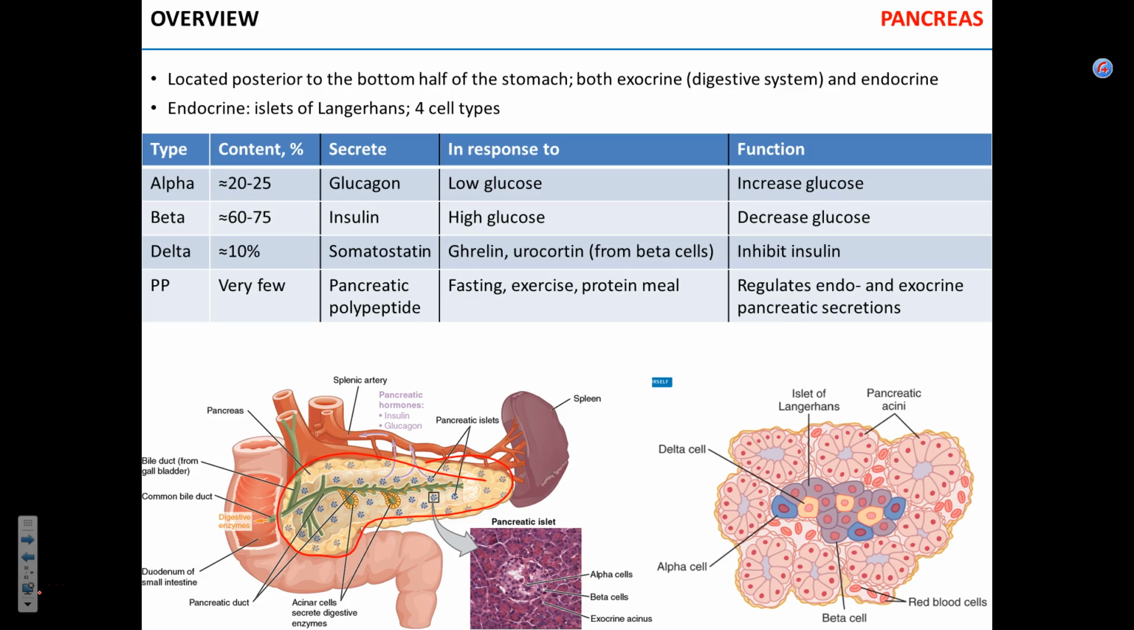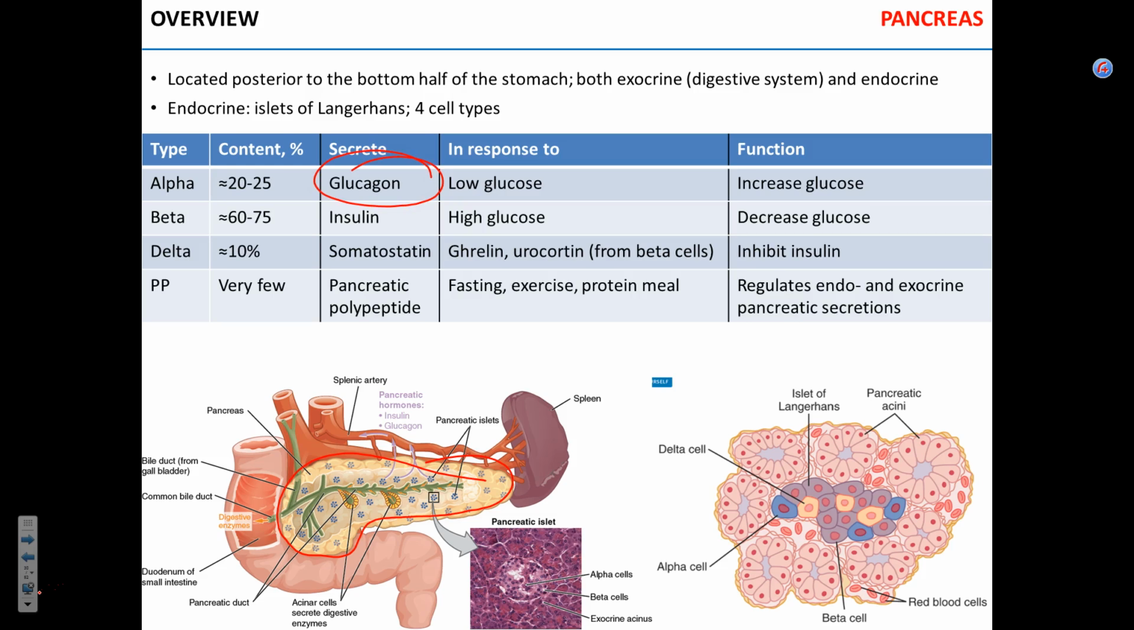Exocrine means the secretions do not go in the blood. Actually, they go in the intestine. The endocrine portion of the pancreas releases hormones in the blood, and here are the hormones.